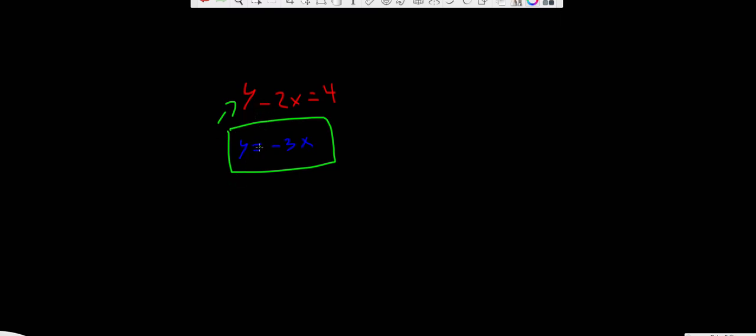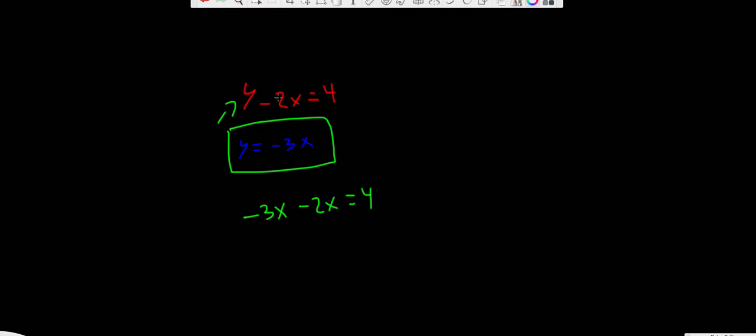So now stick with me here. So we know that y is negative 3x, right? So instead of y here, we're going to write negative 3x. So negative 3x minus 2x equals 4. And look at that. Now we have a fairly simple linear equation to solve.